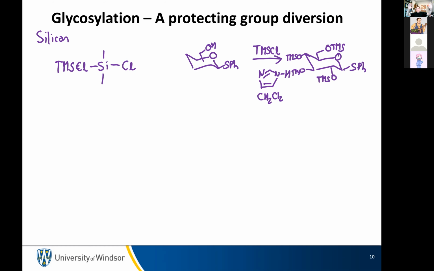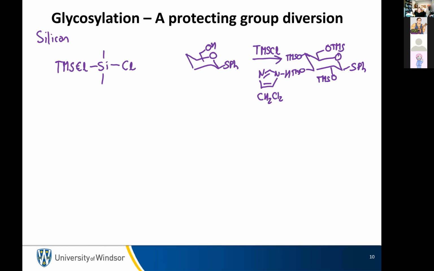We stick TMSs on everything. Those same conditions work for everything else. So what's happening there is the initial reaction of the alcohol with the TMS chloride. You generate a protonated species where the OH is still present. Imidazole then comes in and removes that proton, giving you the OTMS. And then you do the other alcohols.